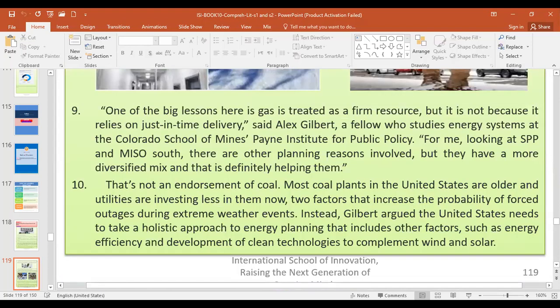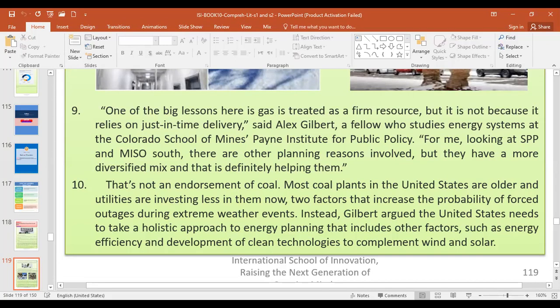Okay, paragraph 9. Celia? Yes, miss. Paragraph 9, please. One of the big lessons here is gas is treated as a firm resource. But it is not because it relies on just-in-time delivery, said Alex Gilbert, a fellow who studies energy systems at the Colorado School of Mines. Payne, what's that word? Payne Institute for Public Policy. For me, looking at SPP and MISO South, there are other planning reasons involved, but they have a more diversified mix, and that is definitely helping them.